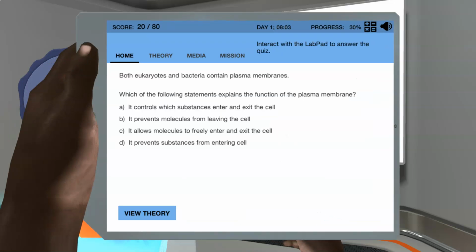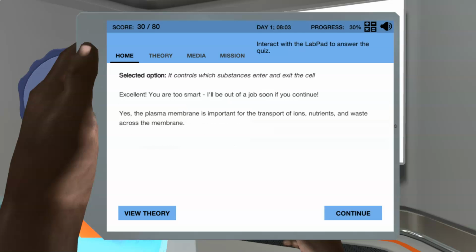Both eukaryotes and bacteria contain plasma membranes. Which of the following statements explains the function of the plasma membrane? Excellent. You are too smart. I'll be out of a job soon if you continue. Yes, the plasma membrane is important for the transport of ions, nutrients, and waste across the membrane.